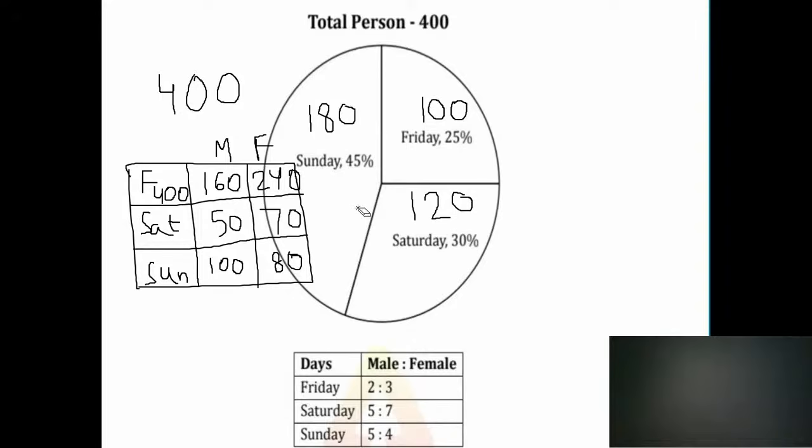Okay, Friday total persons are 100. Yes, you can take this as 100. So this becomes 60 and 40. Okay, 400 is total number. So 60, 40, 50, 70, 100 and 180.